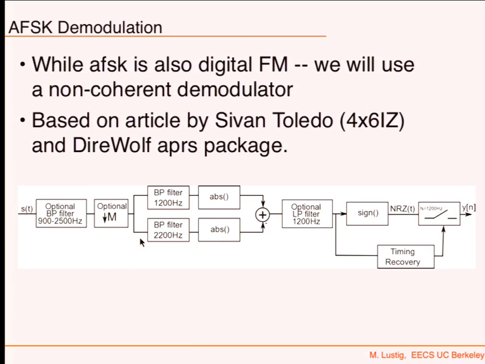This optional step can also be used to optionally downsample, to do the detection at a lower rate, especially if you're doing it on a Raspberry Pi, where you don't have a lot of computation, a weak computer or an embedded one. Then you really have to do this bandpass filtering anyway.